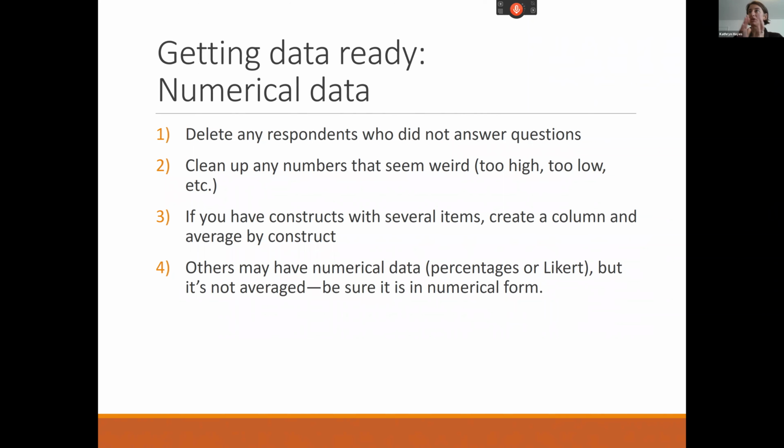If you have a construct that measures several items and you want to average across that construct, you need to create a column in which you do that. Some may download as a percentage or a Likert, or they may download in the wrong format. Be sure that it's in numerical form in the end. A lot of times it might download as the words strongly disagree, agree, strongly agree. You need to replace that with the number 1, 2, 3, 4, 5 from your Likert scale.